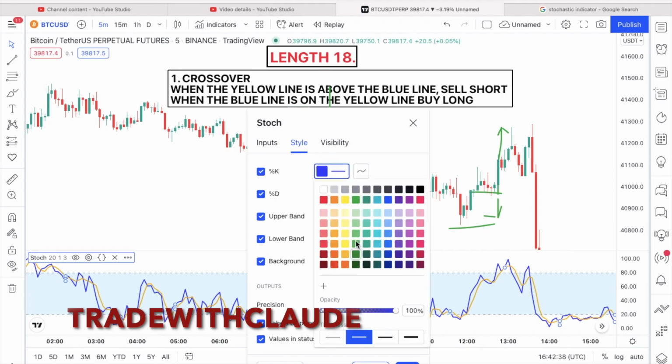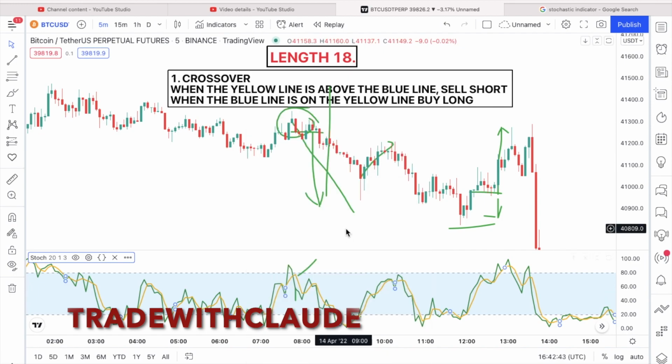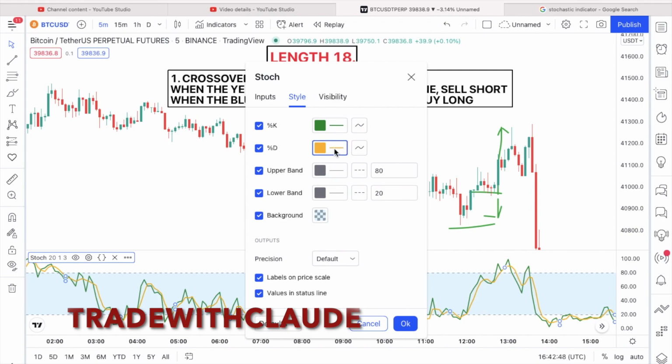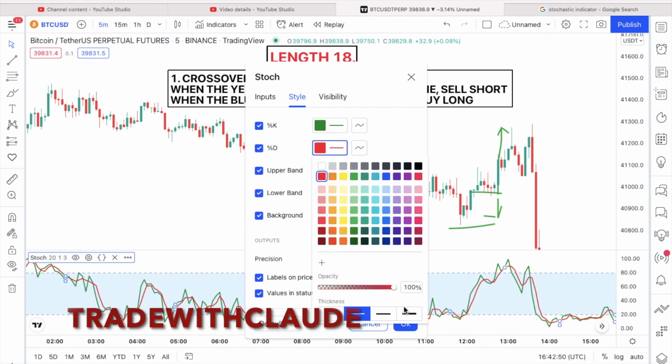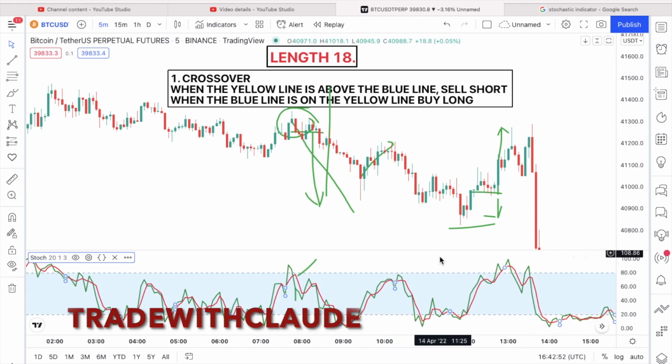So let me make this green. Then let me make this, sorry, let me make this yellow, red. So you can also do this too for you to understand.